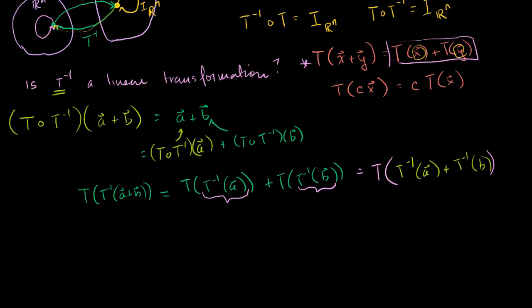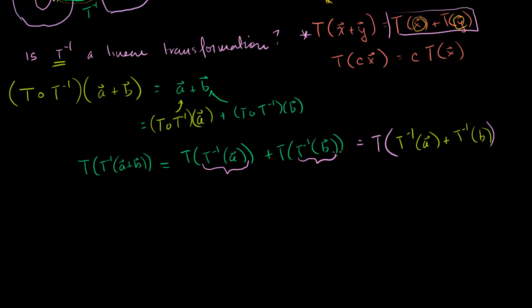Let me simplify everything that I've written right here. So I now have, let me rewrite this. This thing up here, which is the same thing as this, the composition of T with T inverse applied to A plus B, is equal to the composition, or actually not the composition, just T applied to two vectors, T inverse of A plus T inverse of vector B. That's what we've gotten so far.